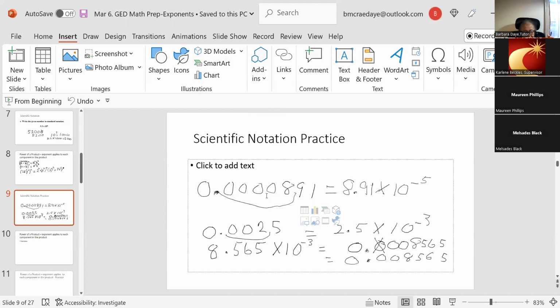See, this is standard to scientific, and this last one is scientific notation to standard. Any questions? Practice is good. Any questions on scientific notation?